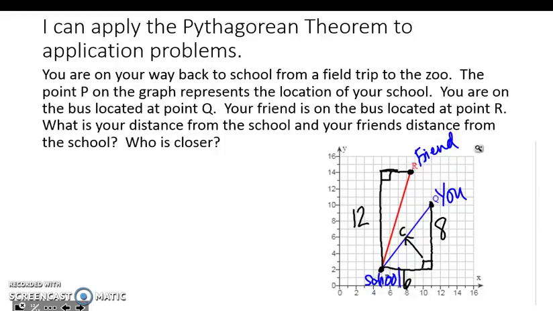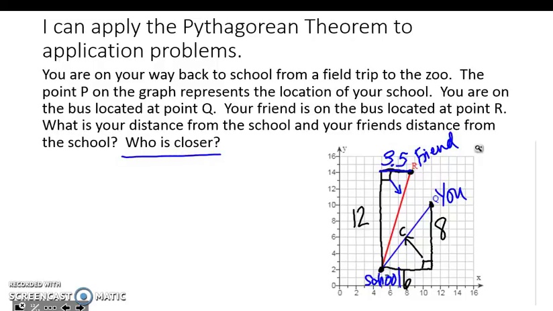Now you have to be careful on this one right here because R is in the middle of a box. So here's 1, 2, 3, and then it's halfway. So we're going to call that 3.5. Okay. So we're going to be solving for the line P to R, which is how far your friend is away. So once you found out how far I am away, or you are away, and how far your friend is away, then you'll also be able to answer the other question, which is who is closer.